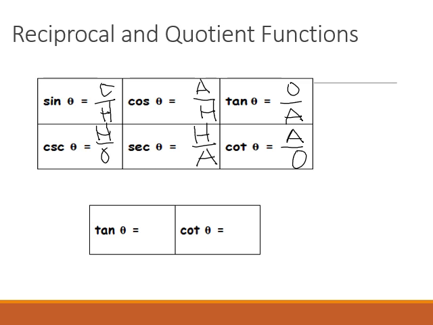Now down here at the bottom, one of the things that we like to talk about are the reciprocal functions. Tangent can actually be written as sine over cosine, and cotangent can be written as cosine over sine. And that's just a handy thing to know. You'll see it again. It'll pop up often in our course.